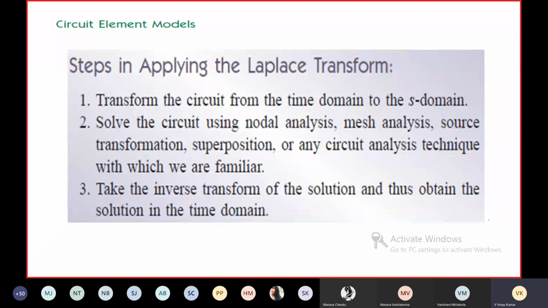Steps in applying the Laplace transform: transform the circuit from the time domain to the S domain. Okay. Solve the circuit using node analysis, mesh analysis, source transformation, superposition, or any circuit analysis technique with which we are familiar, right? Take the inverse Laplace of the solution and thus obtain the solution in the time domain.